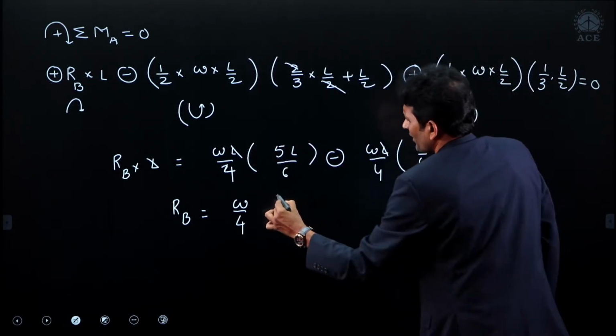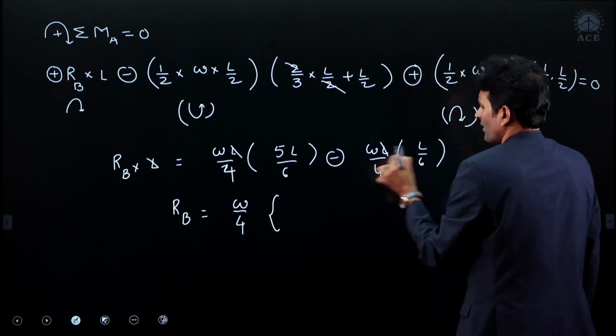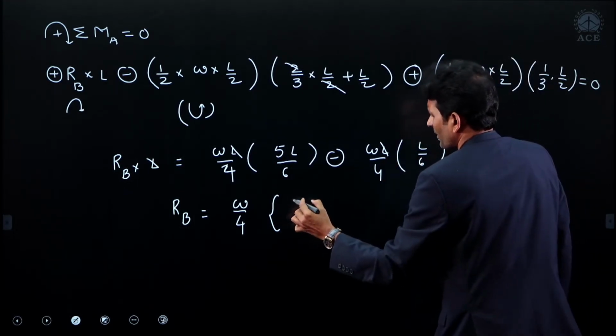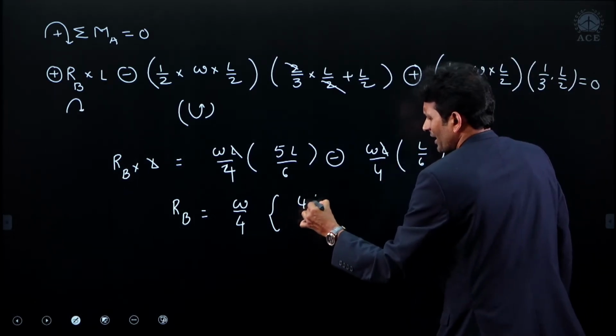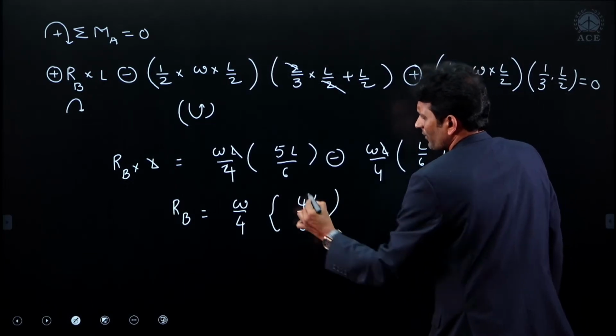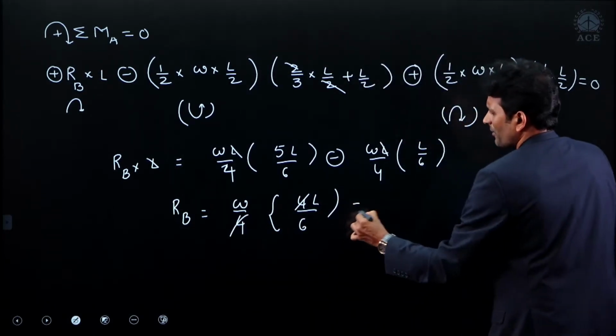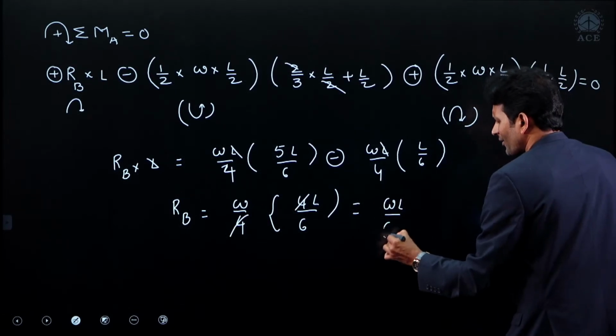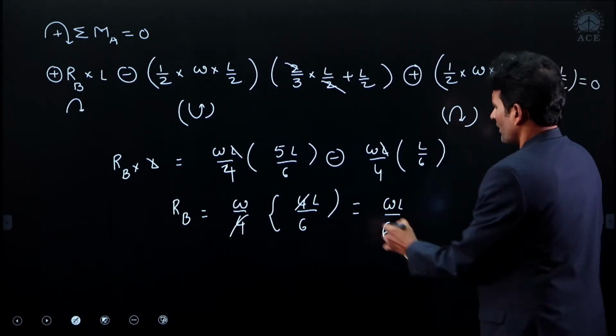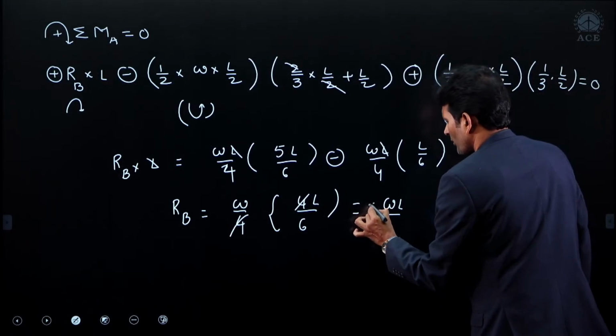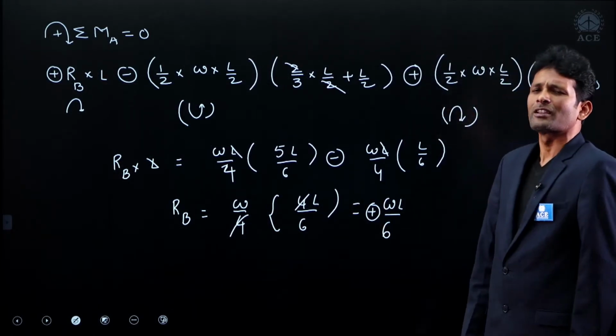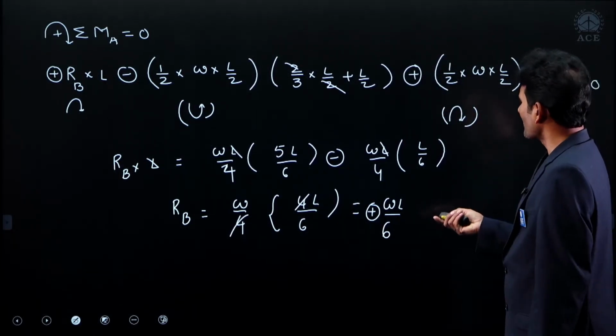LL getting cancelled. What is left here for me? 5L minus L divided by 6. 5L minus L, 4L divided by 6. 4 getting cancelled. What did I get for RB? Omega L divided by 6. Simple. What is the sign for omega L divided by 6? Positive sign. Positive sign means our assumed direction is correct.